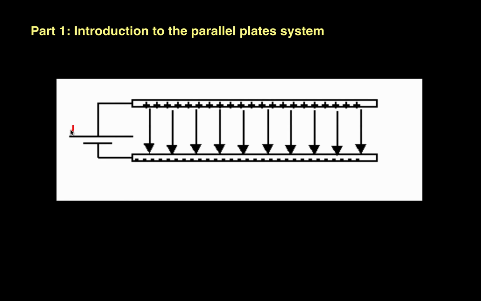When we draw these systems, we're going to draw the traditional battery symbol. This is two lines where the positive side of the battery is always the longer line and the shorter line is the negative side.